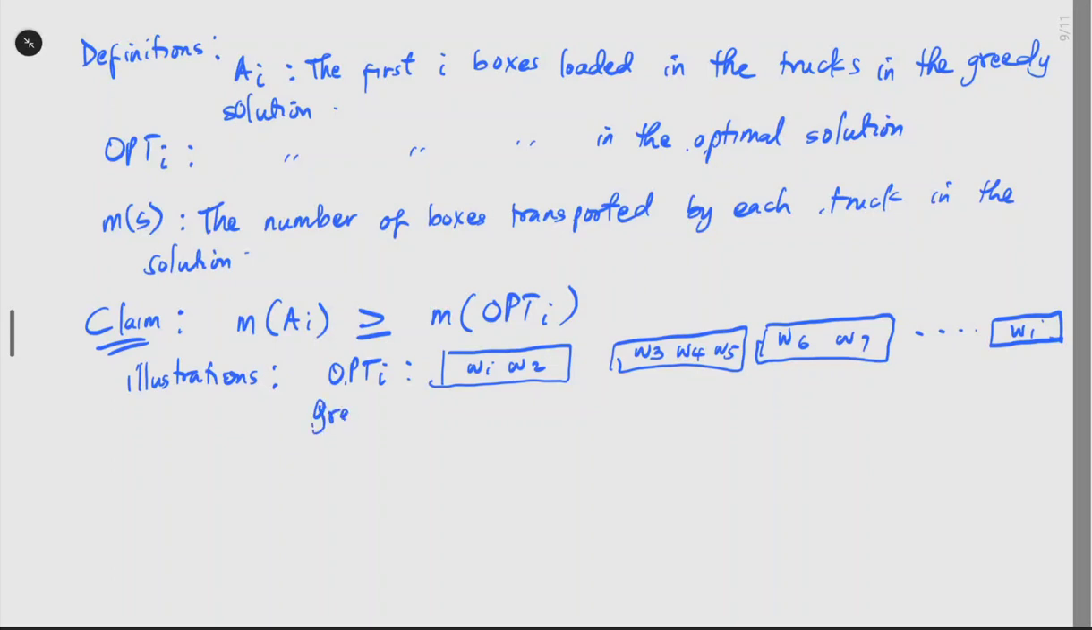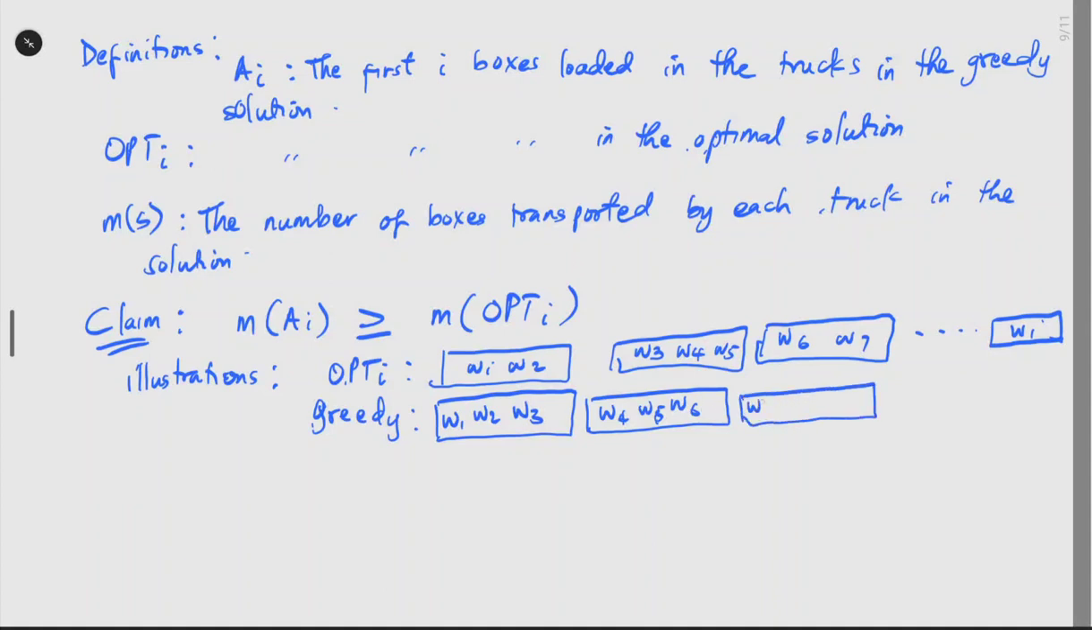But for our greedy, the first truck will have the most number of boxes. The next truck the same way. You see that for the greedy, we have more boxes in each truck, just like that, until at some point here we'll have this. Okay, so each rectangle here represents a truck. Having said that, let's move ahead.